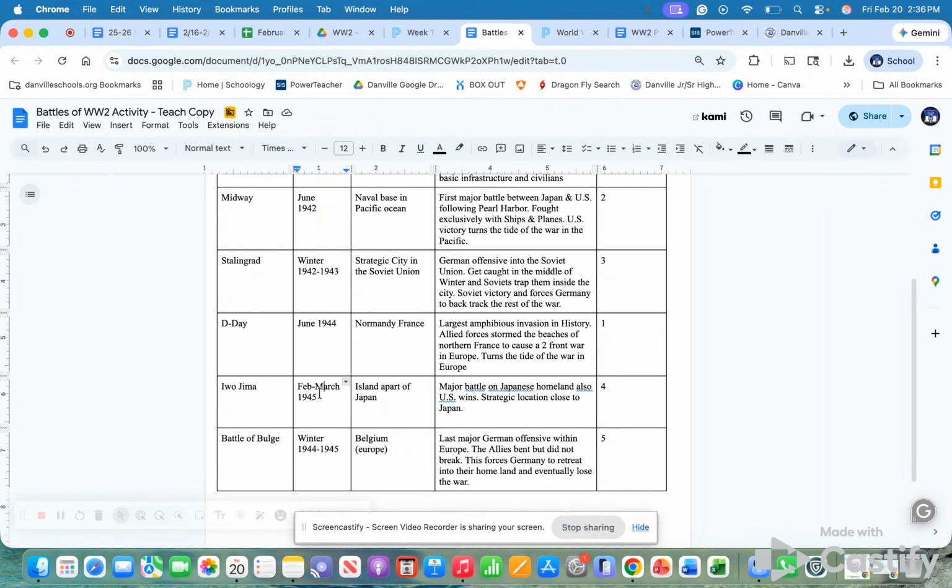This took place in March of 1945. If you've ever seen the iconic picture of the Americans holding up the flag during World War II on the mountaintop, that's where this came from. All right, this was a major battle on the Japanese homeland. It was a small island at the very bottom of Japan. We win the battle. It's a very strategic location close to Japan. Now we can have more raids and bombings on that homeland.